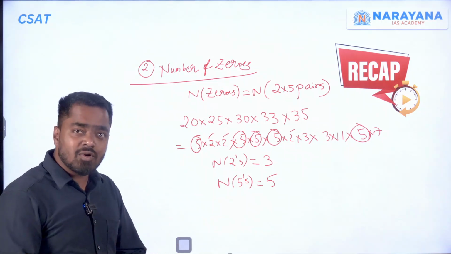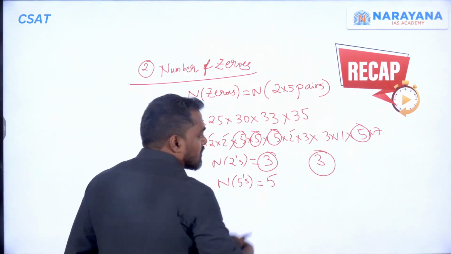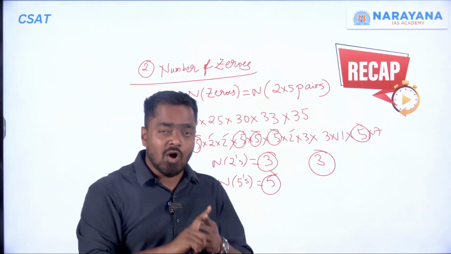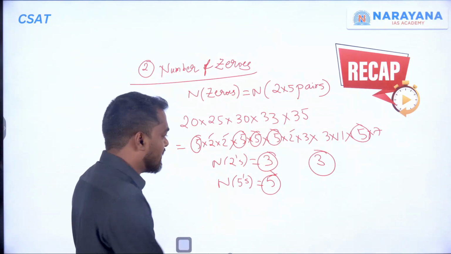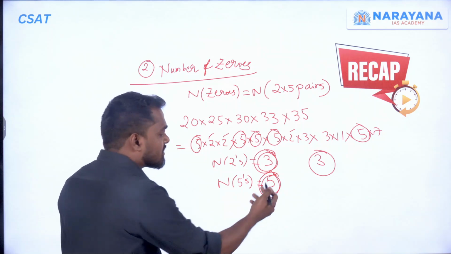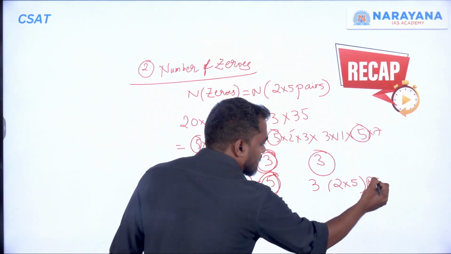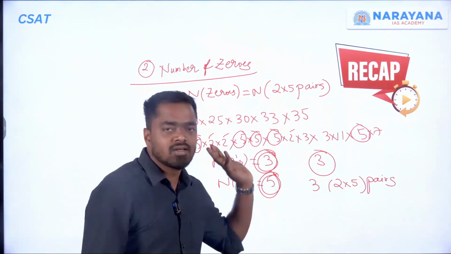Now what is the number of 2 into 5 pairs? That is the lesser number, that is 3 only, because you have extra 5's, but that doesn't matter. The combination of 2 and 5 will only give you a 0 at the end. So there are 3 2's and 5 5's, but there are only 3 2 into 5 pairs. Now the number of zeros in this expression is 3.